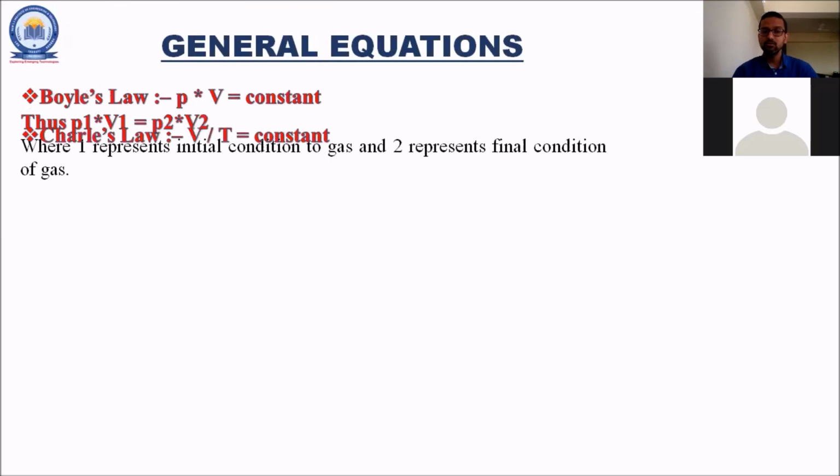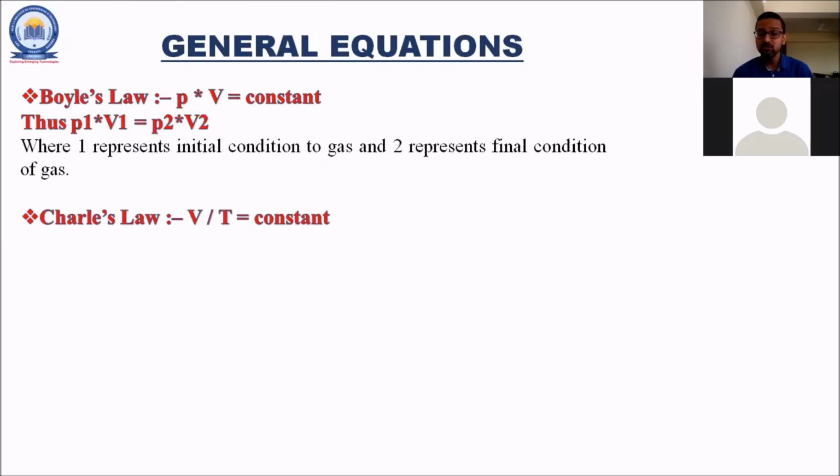Moving further, we have also studied Charles law, and in Charles law the standard relation is V by T equal to constant. Similarly, at initial state 1 and final state 2, I can write the equation V1 by T1 is equal to V2 by T2.